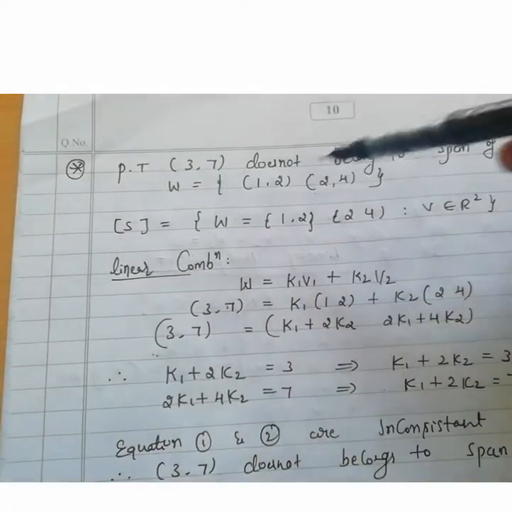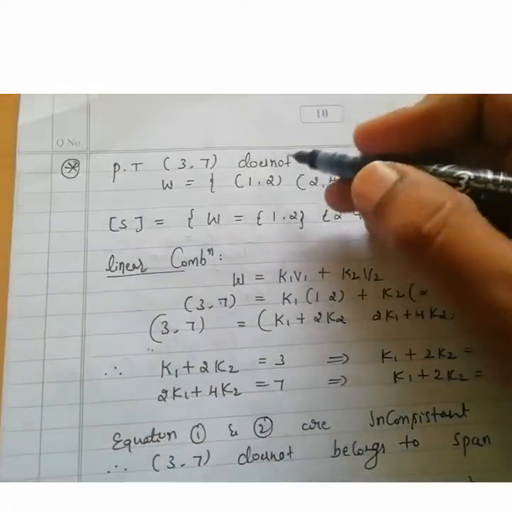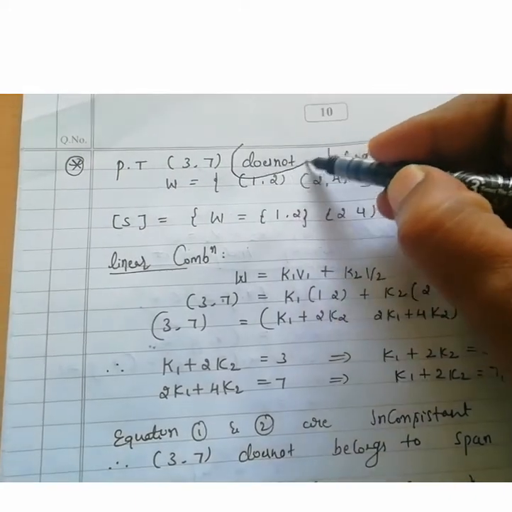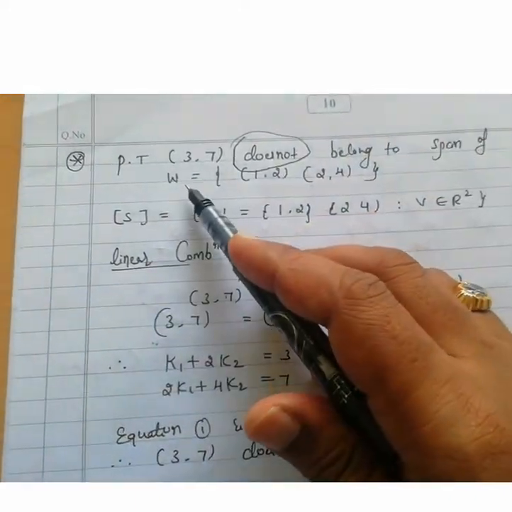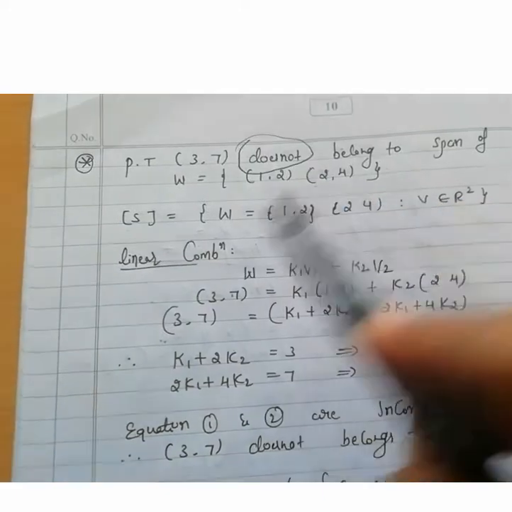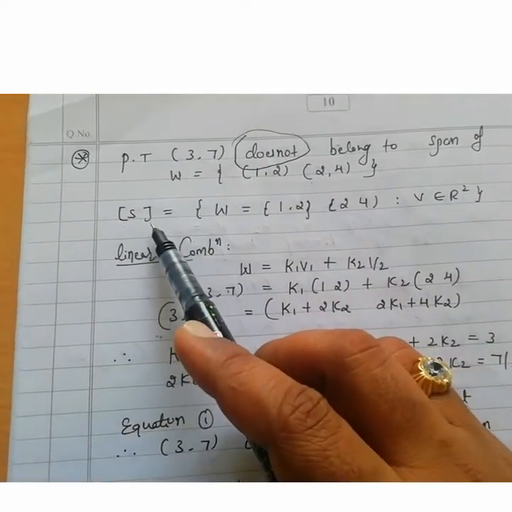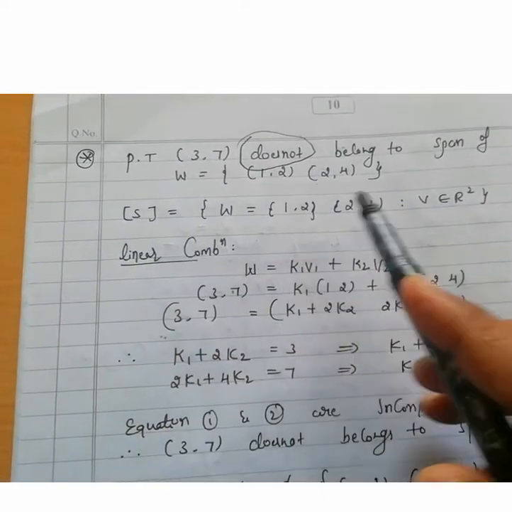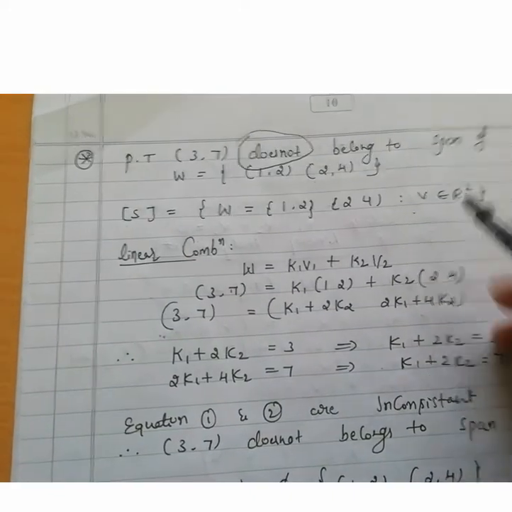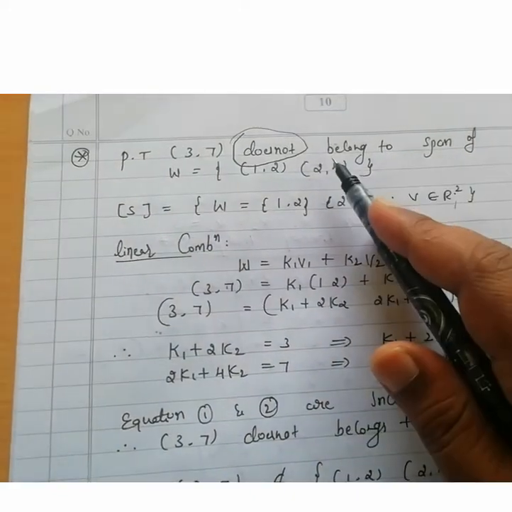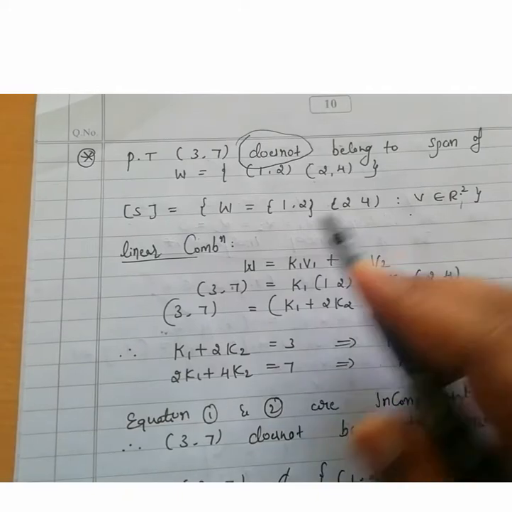Next, we'll take one more example. Prove that (3, 7) doesn't belong to the span. Look at the words: doesn't belong to span. They have given some vectors, w = (1, 2) and (2, 4). So we are writing the set S equal to w, the given vectors, and the vectors are in R2, which means two elements they have given.